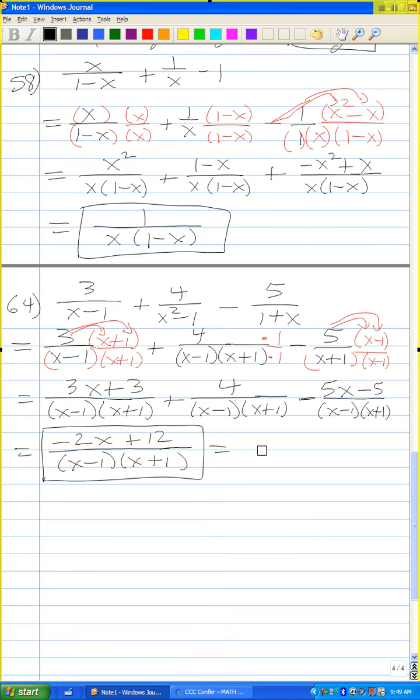But it's not going to make any difference because once I factor that out, I get x minus 6, which you still cannot cancel with anything in the denominator. So either of these answers is completely correct. Let me do problem number 70.